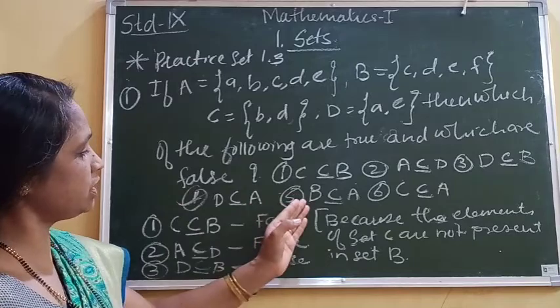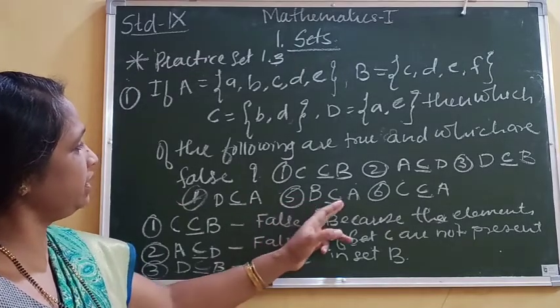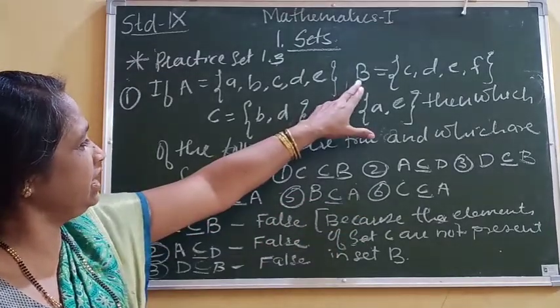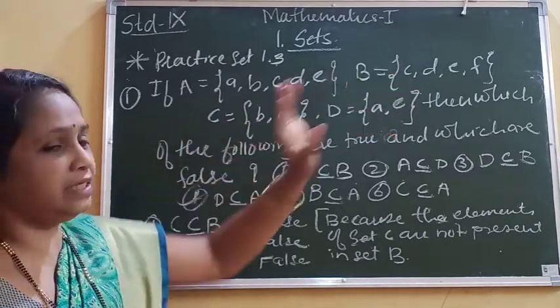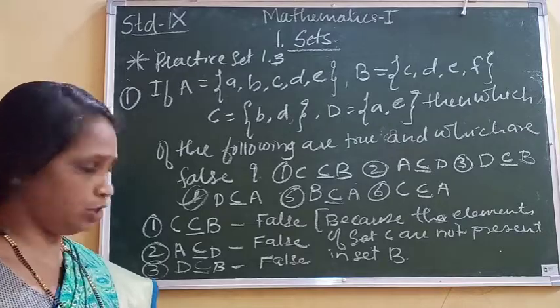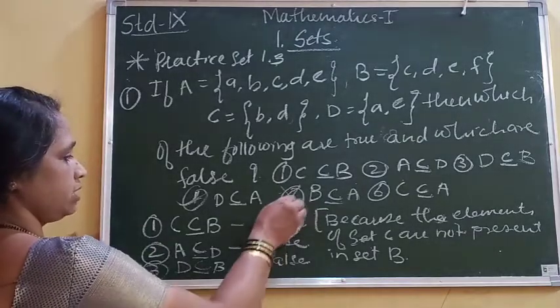Now next, fifth is what? Fifth is B is a subset of A. See, are all of B's elements present in A? C, D, E are present. F is present? No. Means this is false.